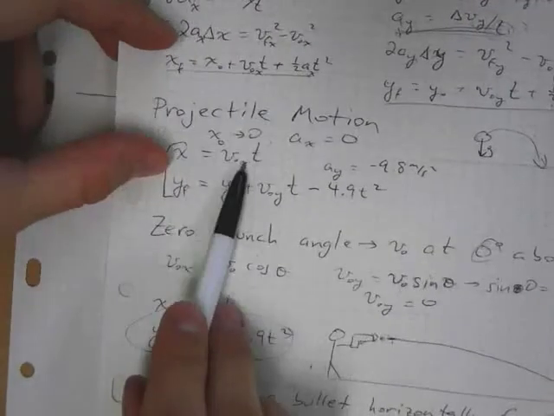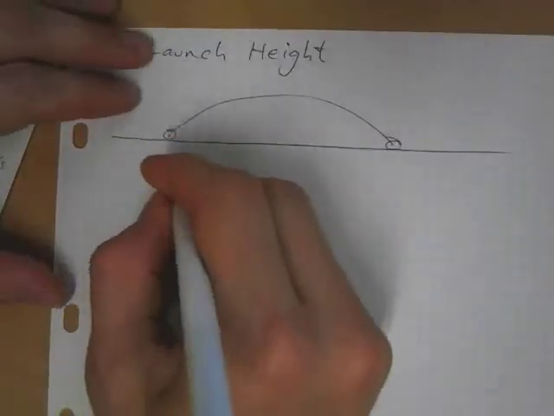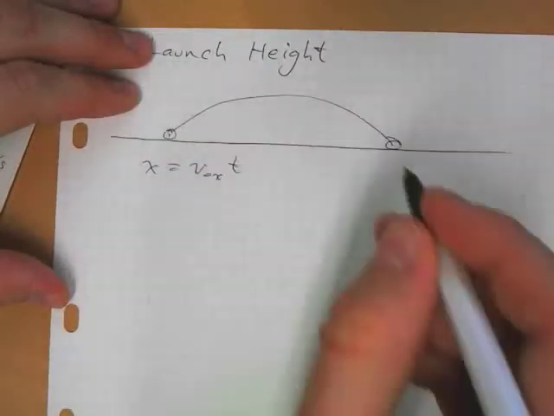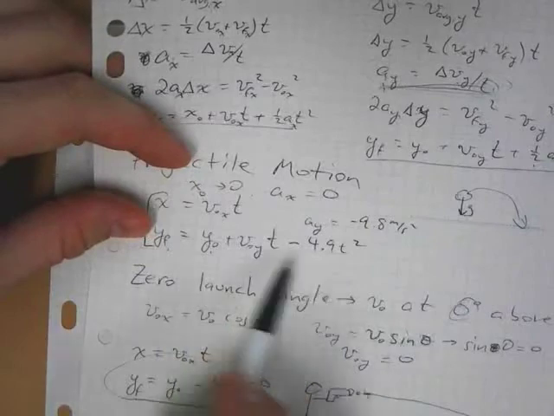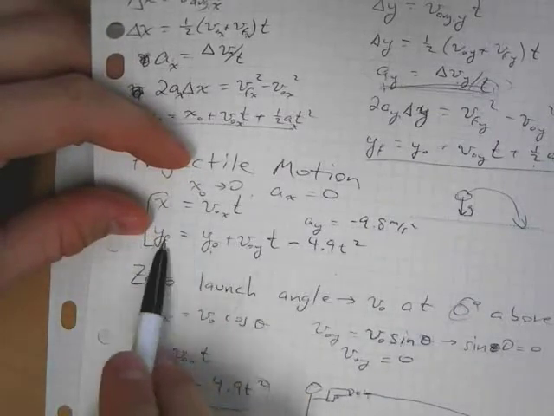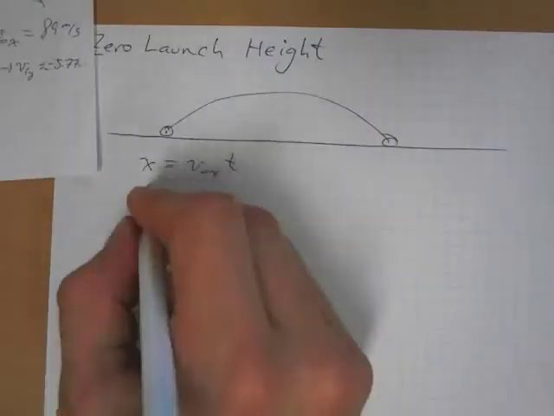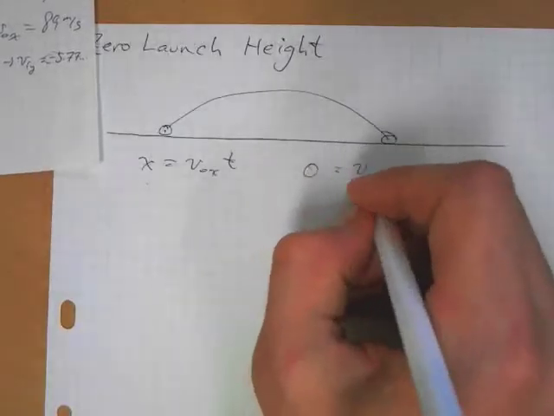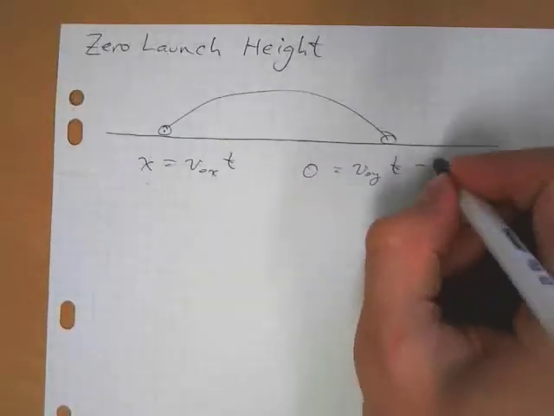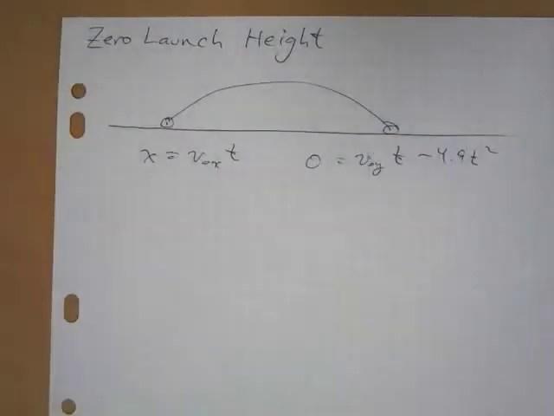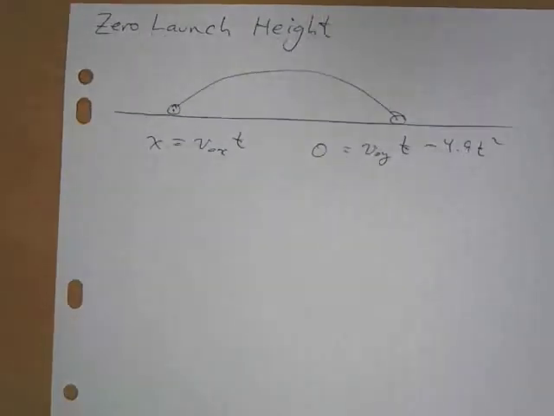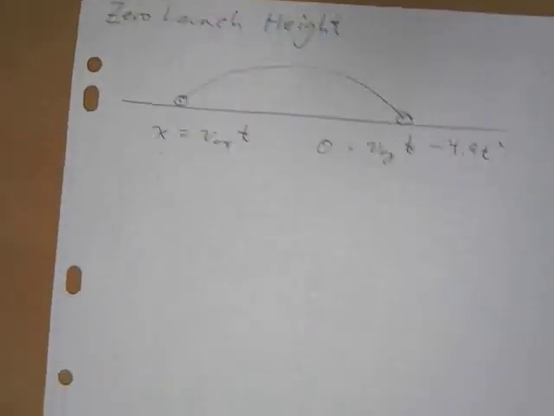So x is still v naught x times t, and we can say that our y final equals y naught plus v naught y t minus 4.9 t squared. But in the case of zero launch height, our y naught and y final are both 0 because we're at ground height. So then we just have 0 equals v naught y t minus 4.9 t squared. And we can apply those equations, in addition to using the acceleration equation from time to time.